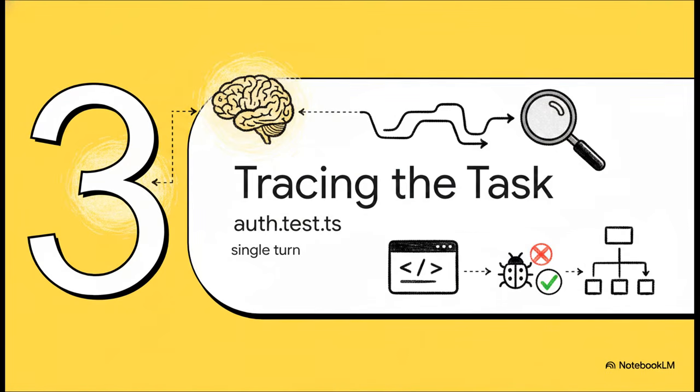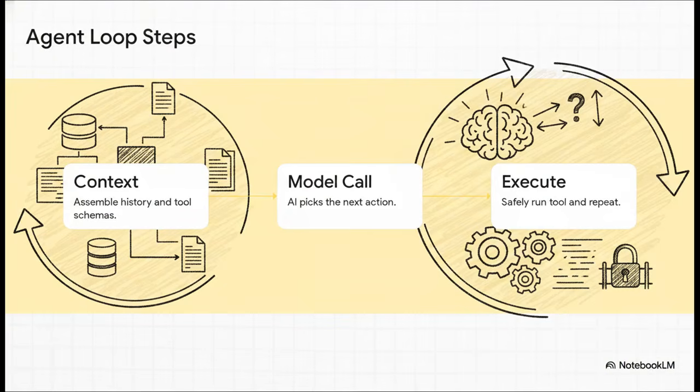Section 3. Tracing the task, auth.test.ts. Let's ground all this theory with a practical developer task by tracing the lifecycle of a single turn. Imagine you tell the agent, hey, fix the failing test in auth.test.ts. The very second you hit enter, that task gets sucked into a highly optimized 3-step loop.